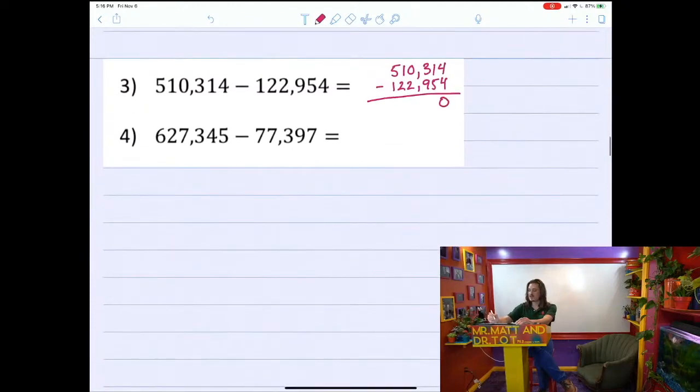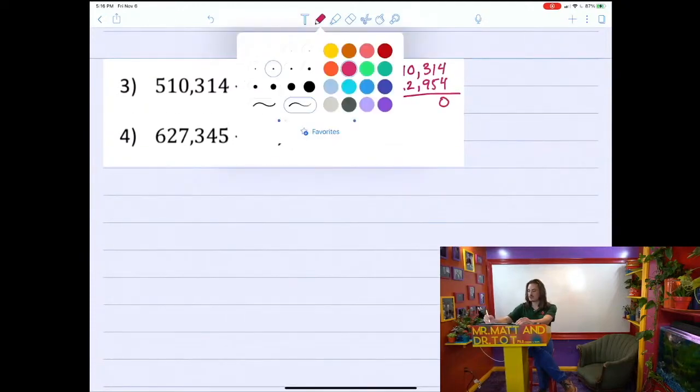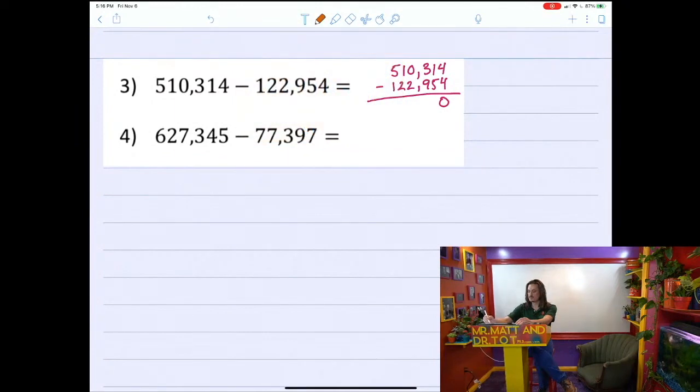1 minus 5 we can't do because 1 is smaller than 5. So we're going to borrow from the 3. That's going to become 2, and the 1 will become an 11. 11 minus 5 is 6.